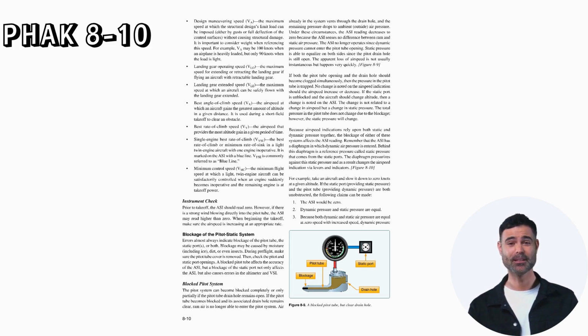Best rate of climb speed, VY, the airspeed that provides the most altitude gain in a given period of time. Single engine best rate of climb, VYSE, the best rate of climb or minimum rate of sink in a light twin-engine aircraft with one engine inoperative. It is marked on the ASI with a blue line. VYSE is commonly referred to as blue line. Minimum control speed, VMC, the minimum flight speed at which a light twin-engine aircraft can be satisfactorily controlled when an engine suddenly becomes inoperative and the remaining engine is at takeoff power.